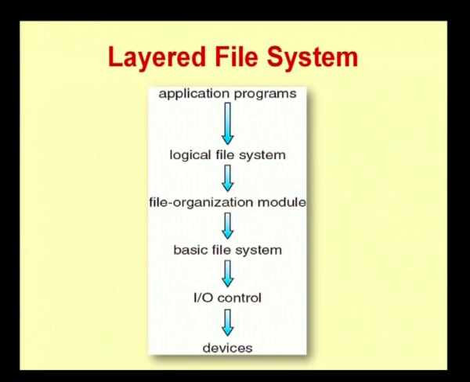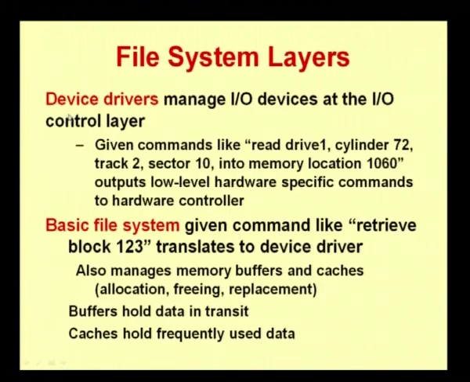You get these messages only after the IO control goes and checks the devices to see whether the device is working or not. Then it responds back to the IO control, and it is given to the user based on the basic file system. So this is called a layered file system. In the layered file system, we will see the different file system layers: one is the device drivers and the other is the basic file system. The device drivers manage the IO devices at the IO control layer.